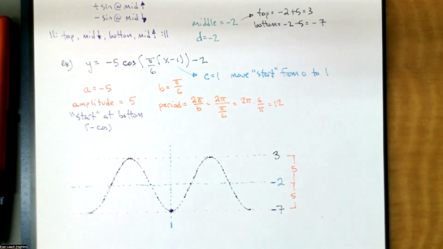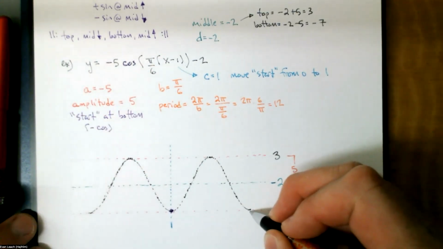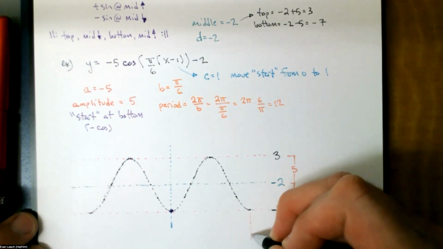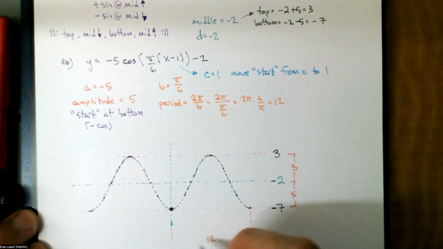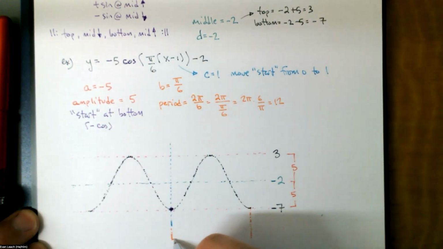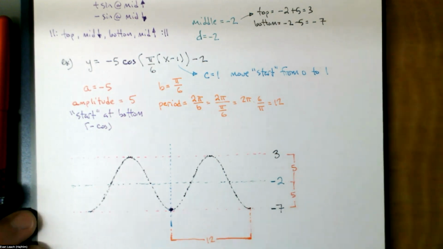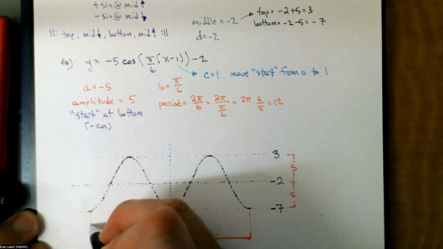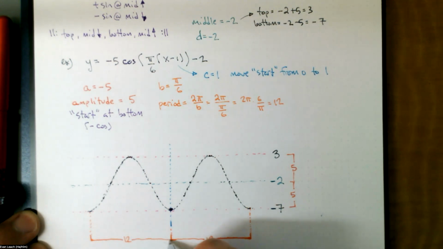Next is we know where the period is 12. So that's the distance from the bottom to the bottom. So here's where the next bottom point is. Also down to this bottom point back here, that will also be a distance of 12. That is the length of one period or cycle, one cycle.